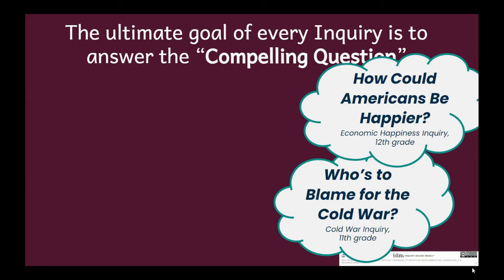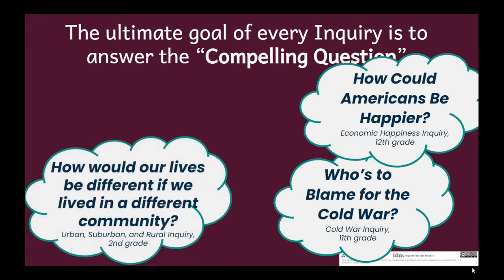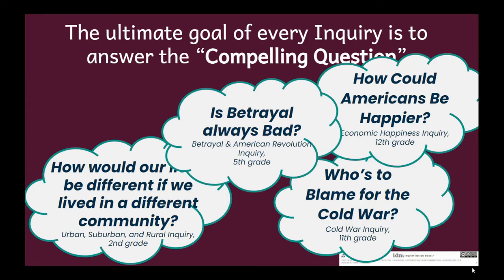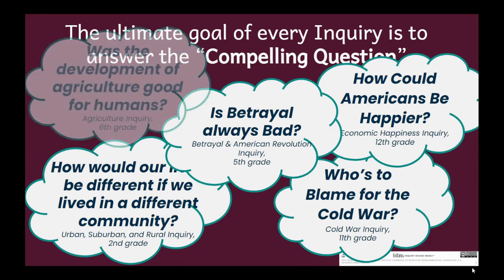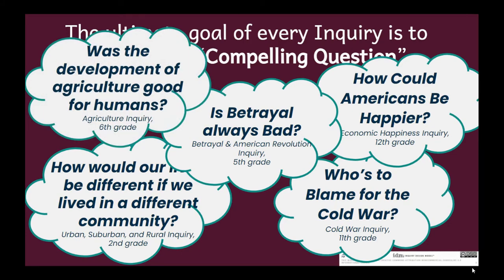How could Americans be happier for the economic happiness inquiry intended for 12th grade? How would our lives be different if we lived in a different community for the urban, suburban, and rural inquiry intended for 2nd grade? Is betrayal always bad for the Betrayal and American Revolution inquiry intended for 5th grade? And then, was the development of agriculture good for humans for the agriculture inquiry in 6th grade?